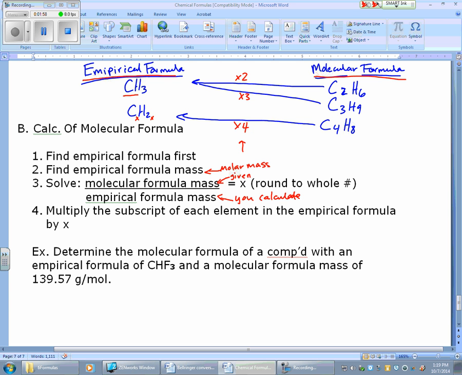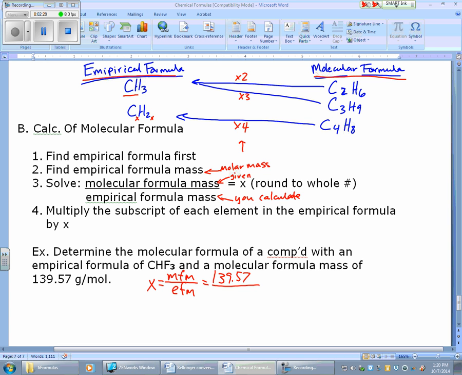All right, so my example problem here: determine the molecular formula of a compound with an empirical formula of CHF3 and a molecular formula mass of 139.57. So to find the number, I'm going to need to take my molecular formula mass divided by my empirical formula mass. My molecular formula mass is always given. It's 139.57 grams per mole, or it could be AMU, it doesn't really matter.